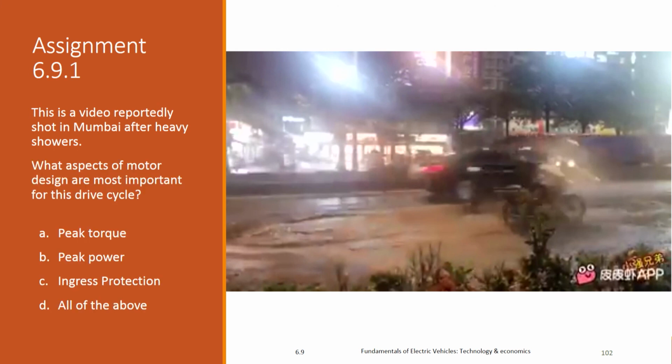So the question is, what aspects of motor design are most important in this drive cycle? Peak torque, peak power, ingress protection, all of the above. More than one answer may also be correct. You can choose two answers if you want, whatever. So think through this. Thank you.